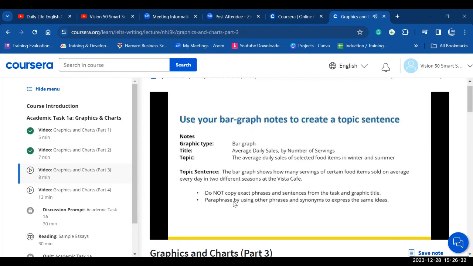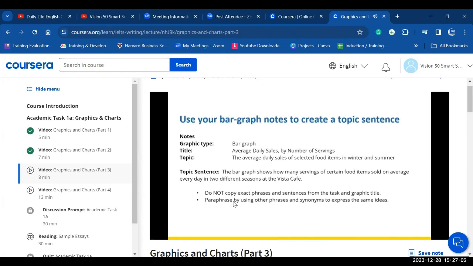And now on the slide, you can see how you can use your bar graph notes to create your own topic sentence. As you remember, we had notes about graphic type, which was bar graph. Our title was average daily sales by number of servings, and topic was the average daily sales of selected food items in winter and summer. When you're writing your topic sentence, try to use the information you have, the notes that you have, and you determined your topic with, and you can write something like this.